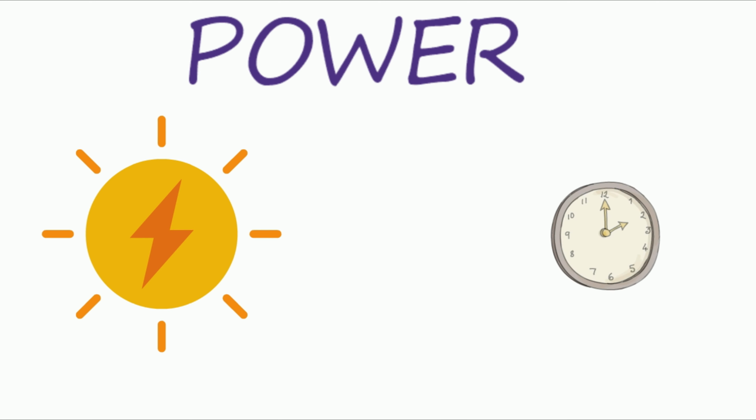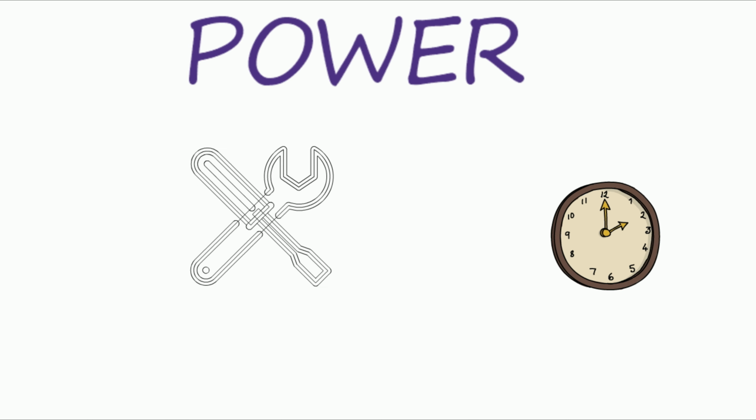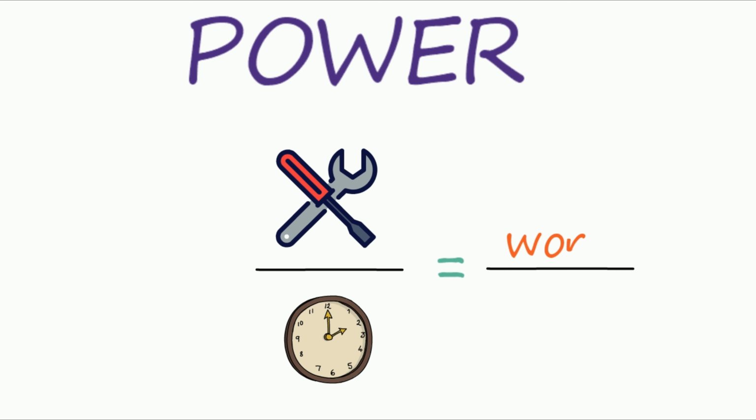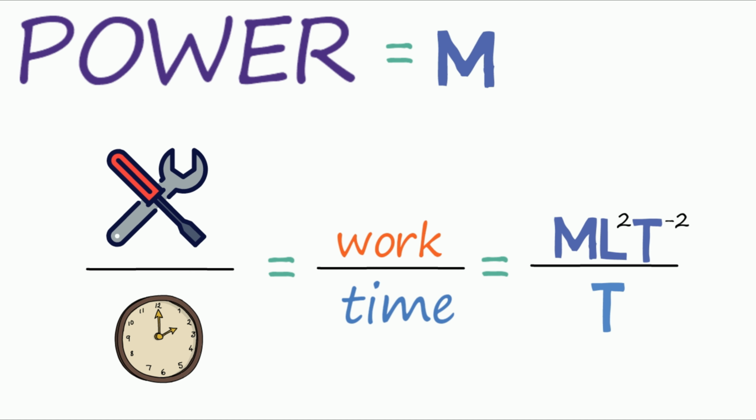Next up, power. The amount of energy spent in some time is defined as power, or the amount of work done in a period of time is what we call power. Its expression is work by time. We know the dimensional formula for work, which is M L square times T to the power minus 2, and when we divide this formula by time, we get the dimensional formula of power, which is M L square times T to the power minus 3.